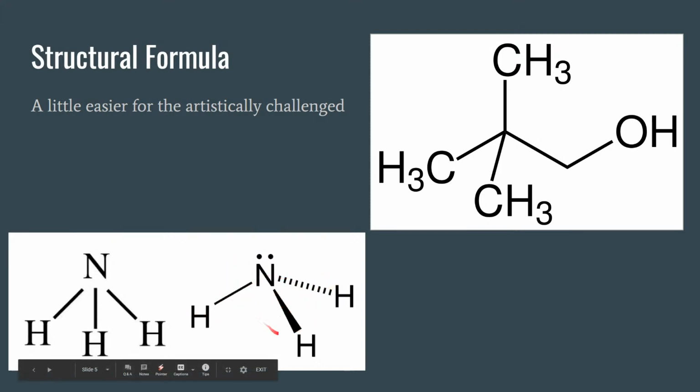So this wedge shape right here, that's coming out of the screen towards you. This dashed line right here, that is going back away from you. So it shows this sort of pyramid shape for ammonia. Okay, this line is in the plane of the screen. This is coming out towards you. That's going back away from you. Just a simple 3-pegged pyramid.